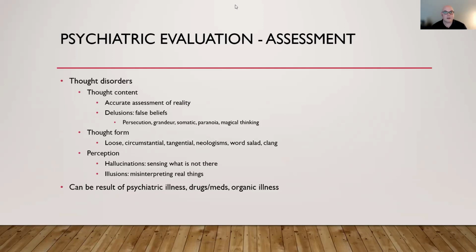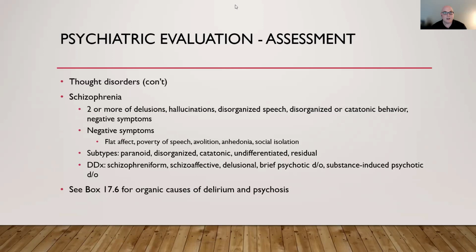So these thought disorders can be a result, of course, of psychiatric illness. They can be the result of drugs or medications, and they can be the result of organic illness. So they can be a result of a brain disease, of an infection, of a space-occupying lesion, of an electrolyte abnormality, et cetera. So again, with the thought disorders, our prototypical is schizophrenia. They have 2 or more of delusions, hallucinations, disorganized speech, disorganized or catatonic behavior, or negative symptoms.